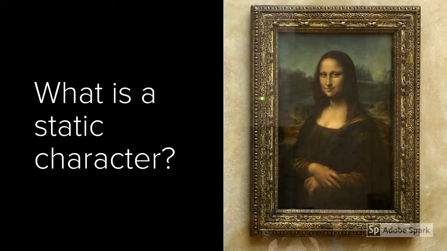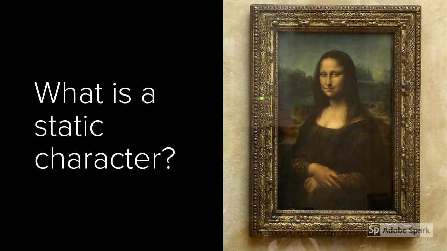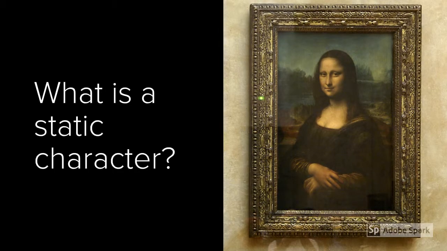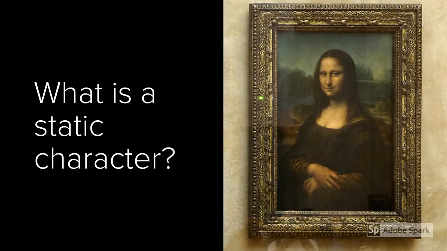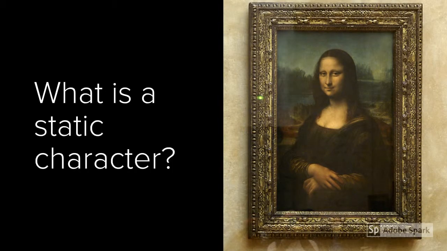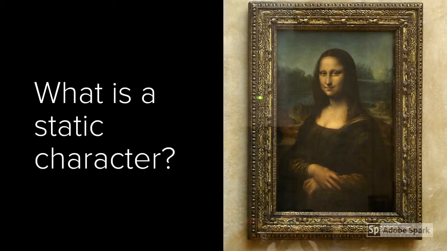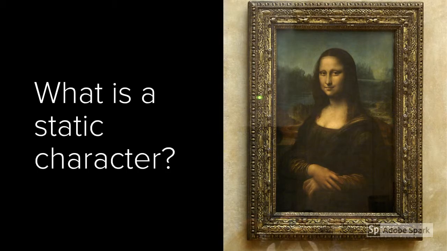In a story, characters are either dynamic or static. Simply put, a static character doesn't change in a story. Their personality, perspective, and character remain the same from the beginning of the story to the end.